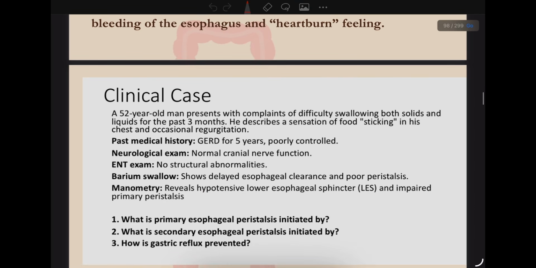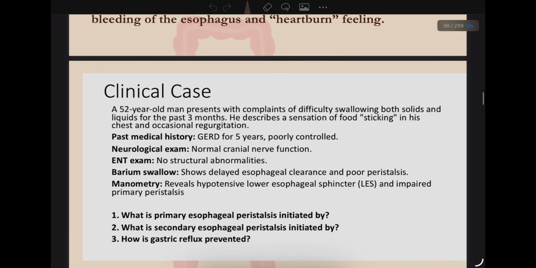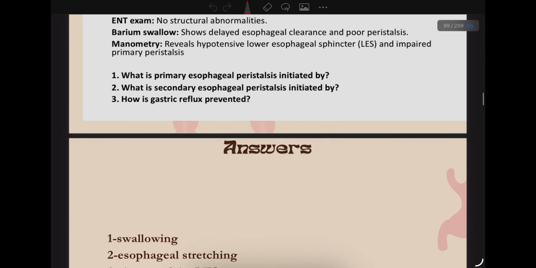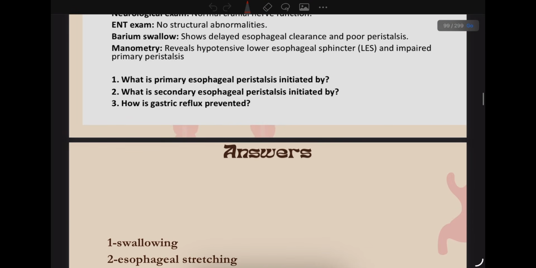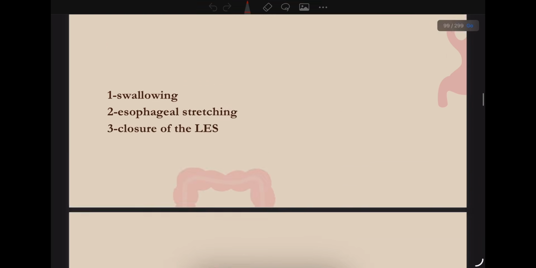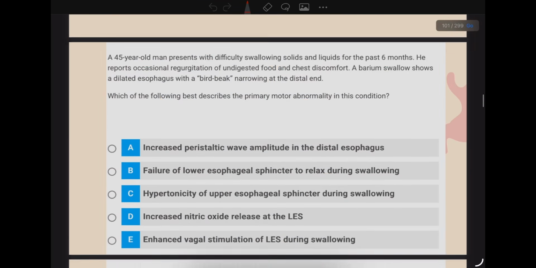Clinical case. What is primary esophageal peristalsis initiated by? Swallowing. Secondary peristalsis is initiated by esophageal stretching and mediated by the enteric nervous system. How is gastric reflux prevented? Closure of the lower esophageal sphincter. Questions?